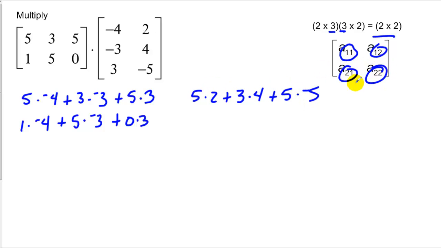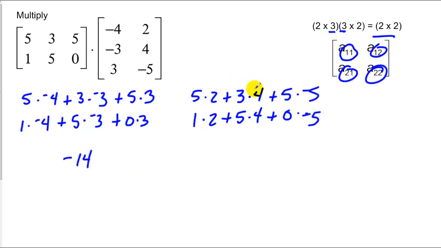Moving to my second row, second column: 1 times 2, 5 times 4, and 0 times negative 5. Let's find all these products and add them up. So that's 20, negative 9, negative 15, and a total of negative 4.